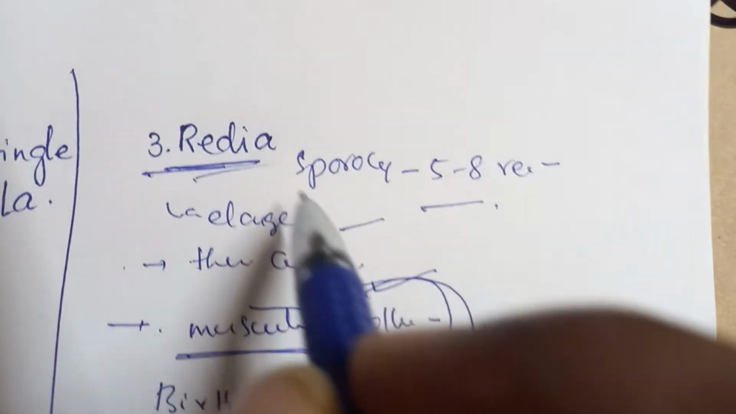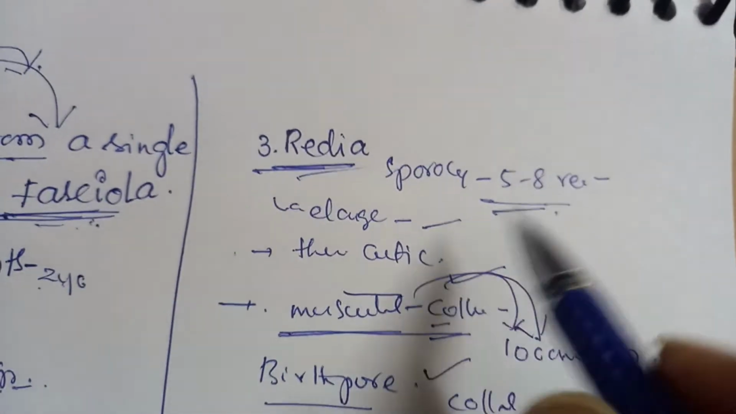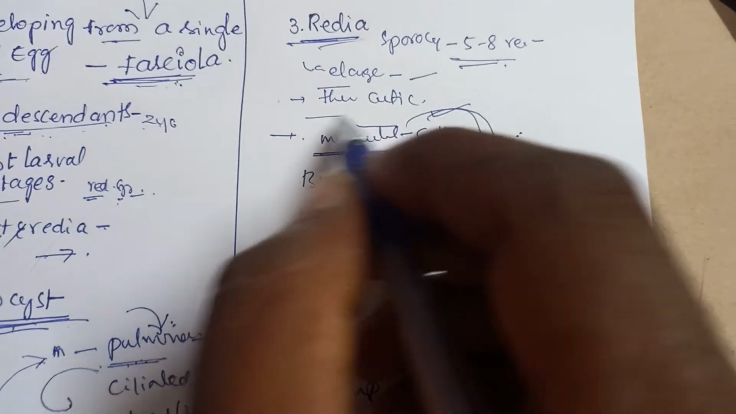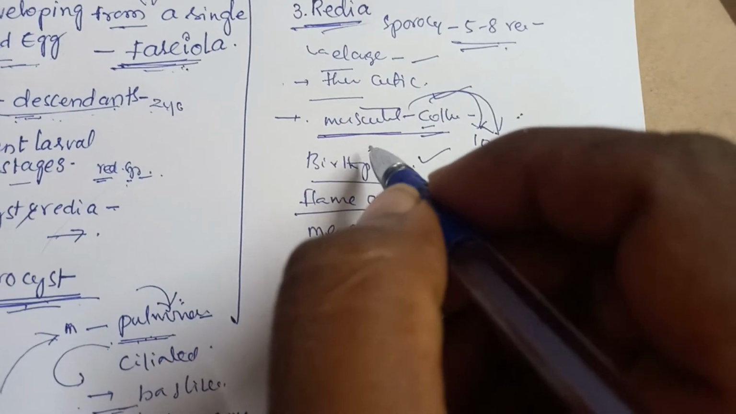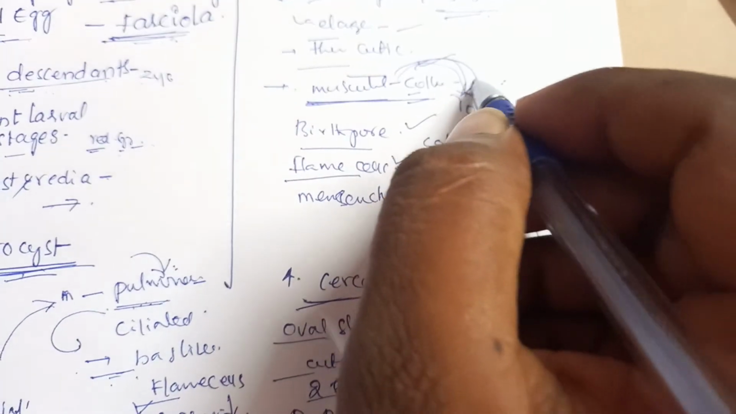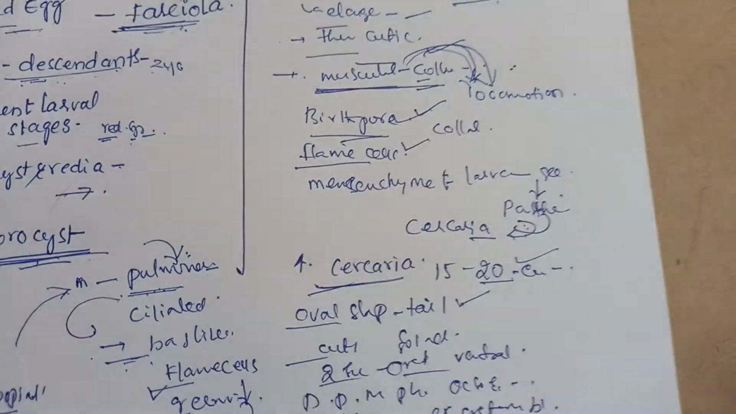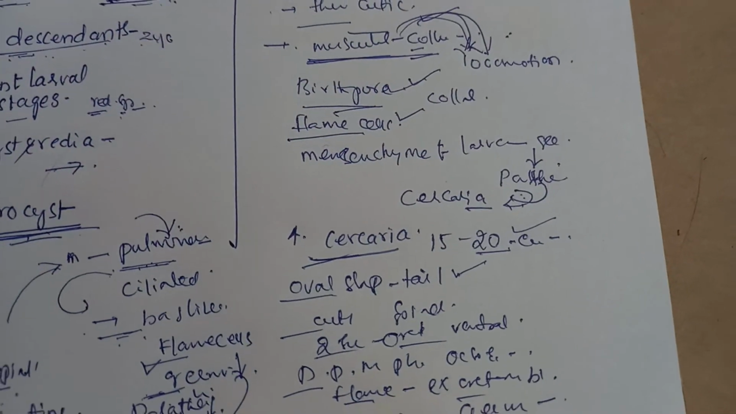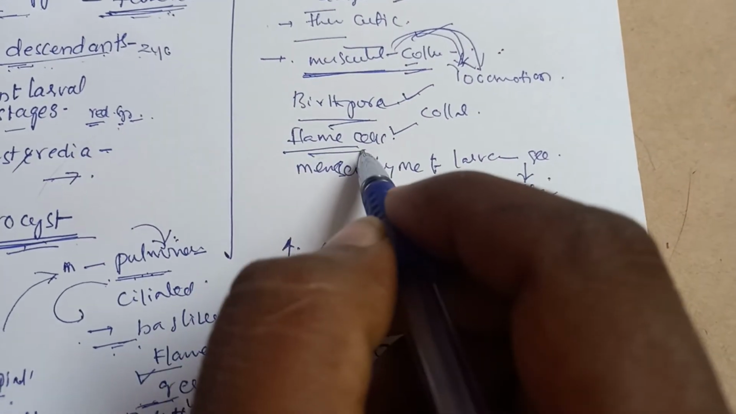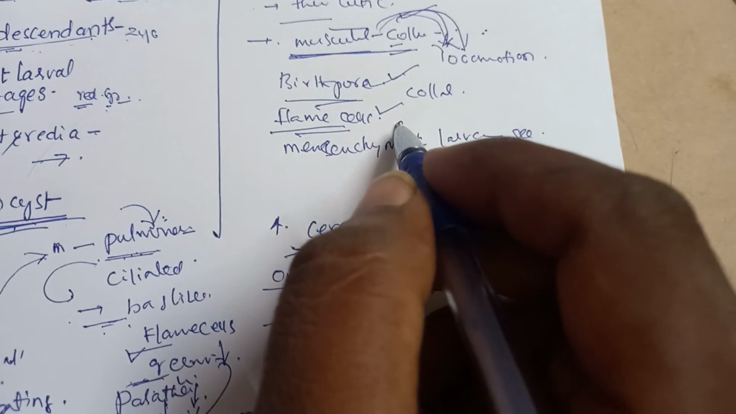So here this sporocyst produces 5 to 8 Radia larvae, and these larvae are elongated in structure, covered by a thin cuticle, and have a muscular collar. This muscular collar helps in locomotion, and the birth pore is present near the collar, and flame cells are also present, and the mesenchyme of the larva shows germ cells.